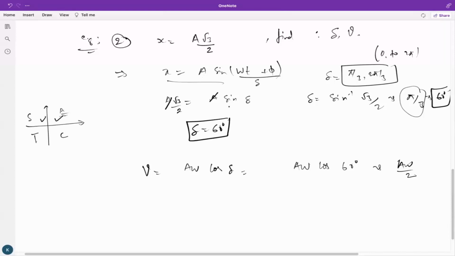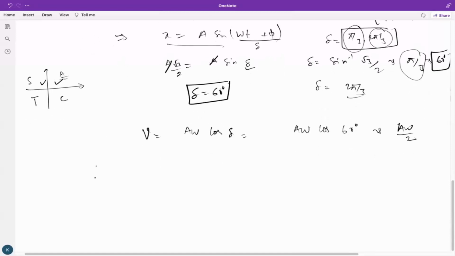And here what we have to do is find the value of delta for which sine delta will be equal to root 3 by 2. So we actually have two values, pi by 3 and 2 pi by 3. So for delta equal to pi by 3, and for delta equal to 2 pi by 3, our V is equal to A omega cos 2 pi by 3. And in this region cos is negative, so it will be equal to minus A omega by 2.